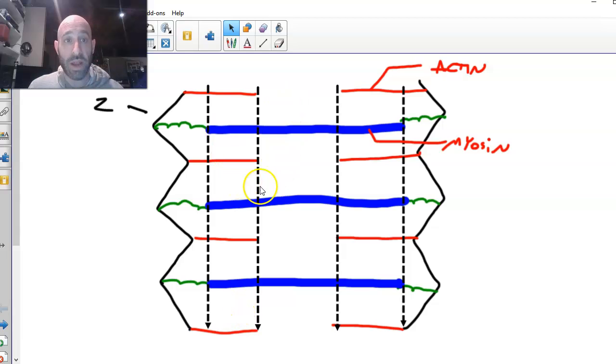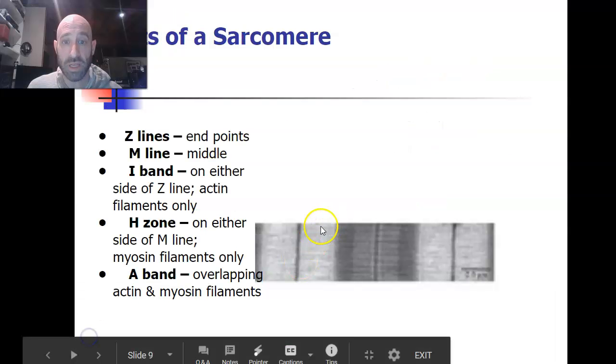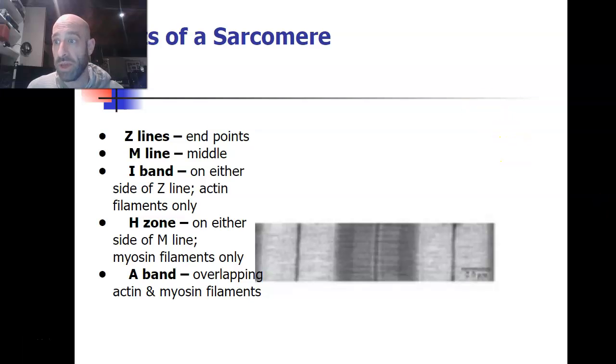So what we're going to have here is we're going to have these bands that get created. So if I go back to my image here, just so you can see, this would be the area that's just actin, this would be the area that's just myosin, and where it's the darkest is where actin and myosin are together. So let's just go over the terminology, and then that'll be enough for this lecture. Okay, let me just bring back my image.